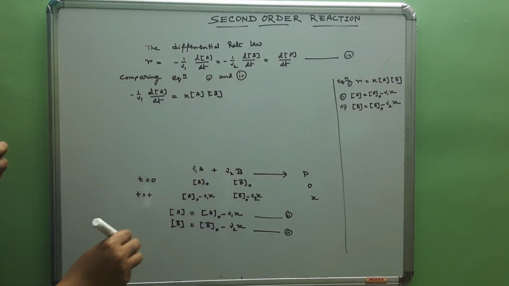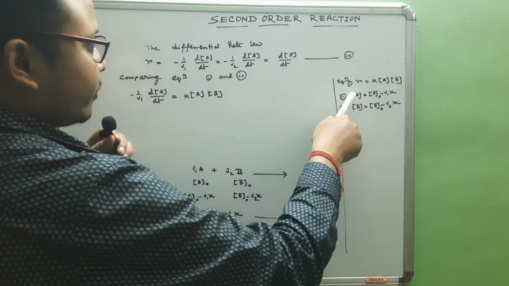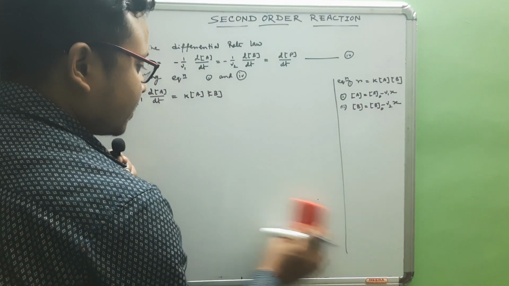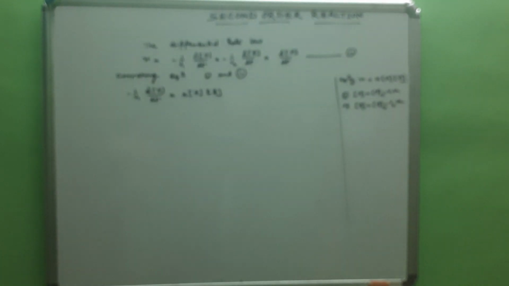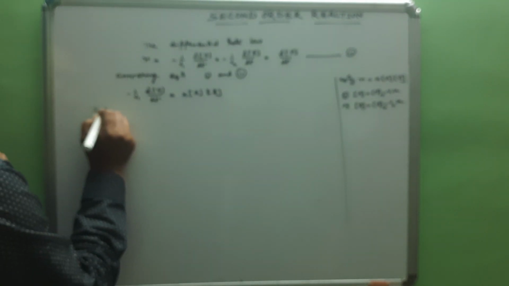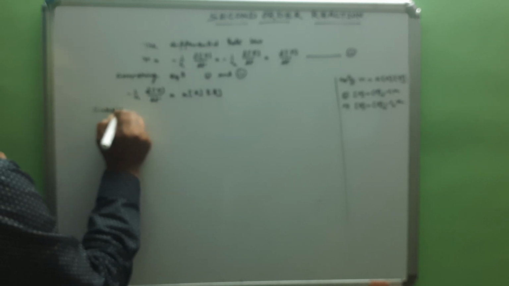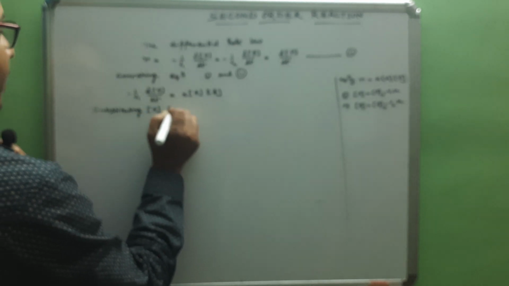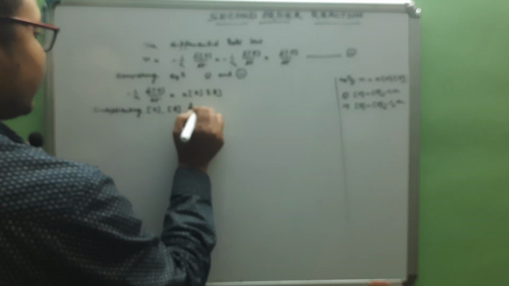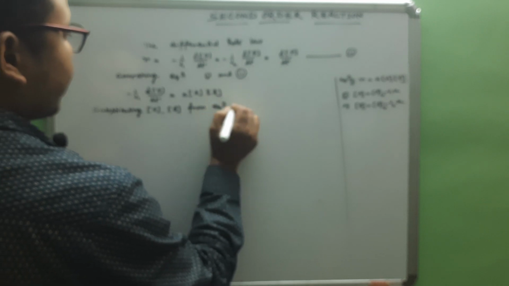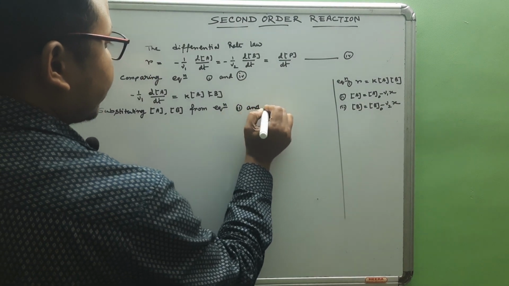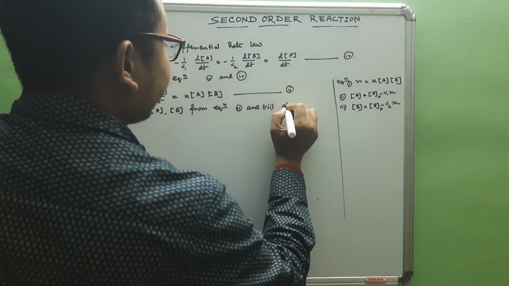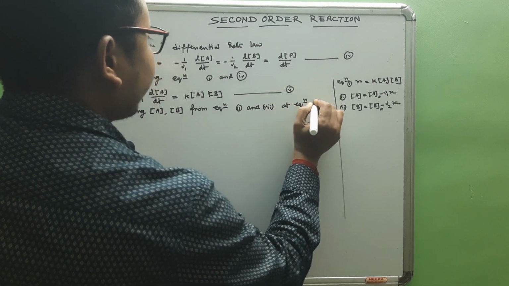Now substitute the values of A and B from equation 2 and 3. So, substituting the values of A and B from equation 2 and 3, where this is equation 5.